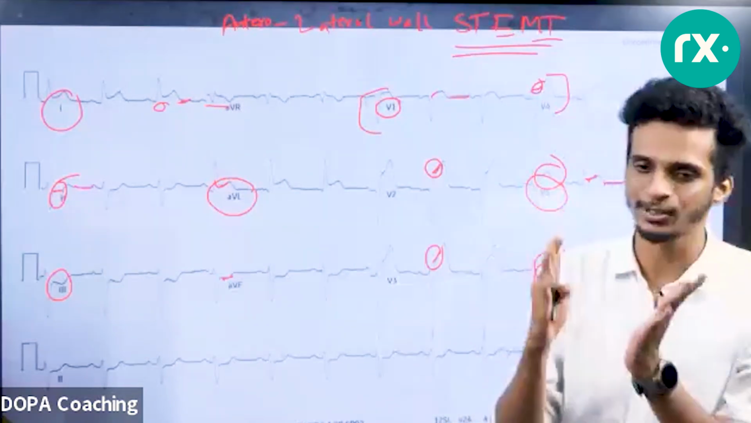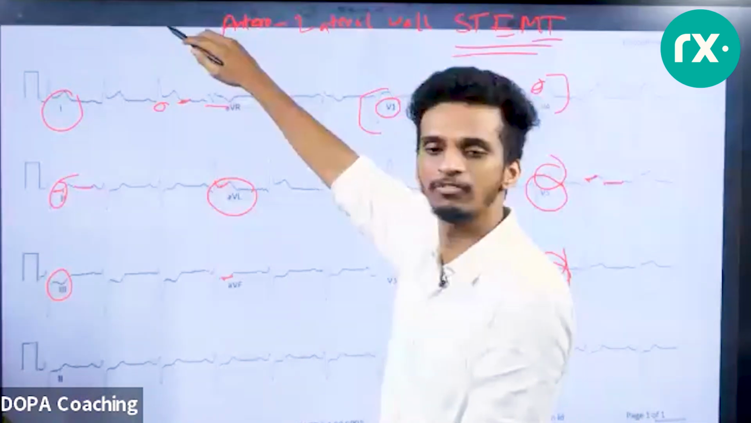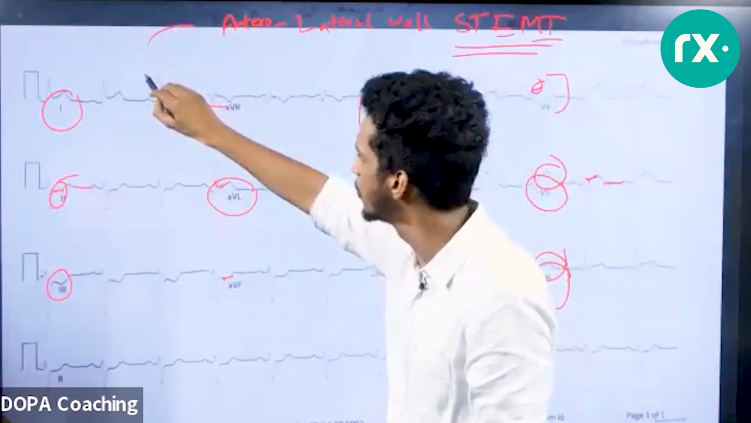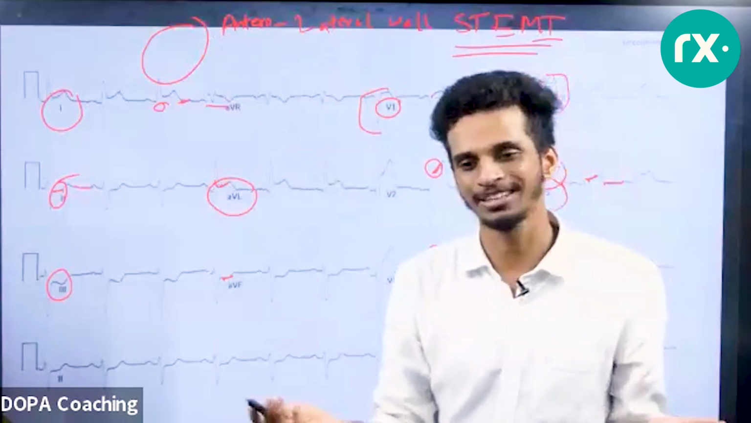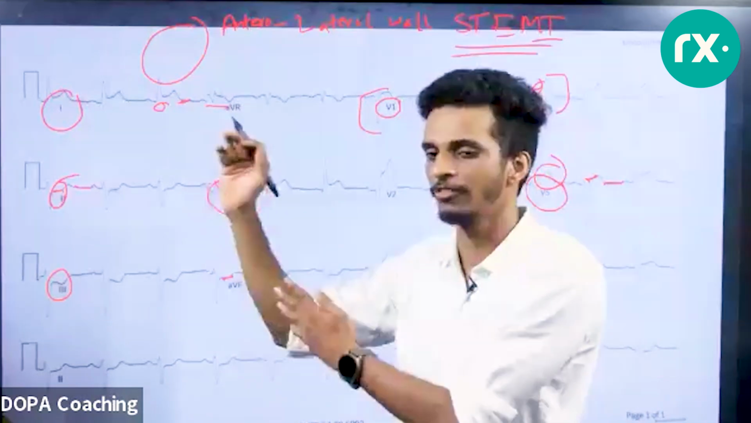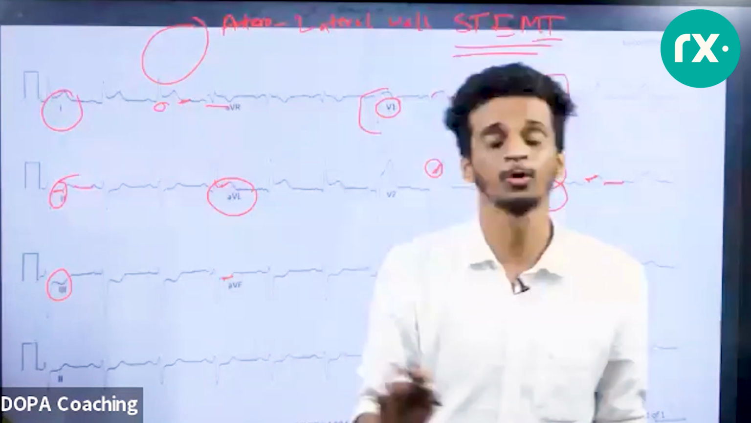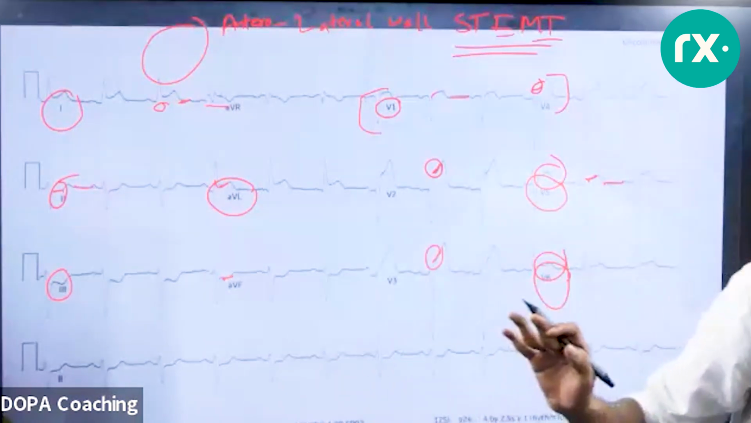aVR lead, it's the only lead, when we see in Einthoven's triangle, that comes at this point. Okay, and it has got significance. For example, like in LMCA occlusion, there will be a deviation in aVR and the global ST depression. Let's not go to that. Okay, we'll discuss about that later.